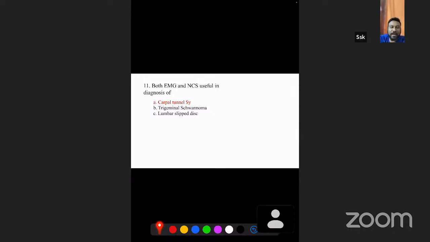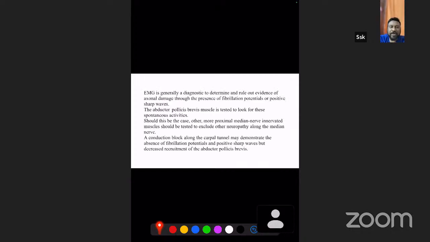But again, I would like to lean towards option A, because electromyogram is generally diagnostic to determine and rule out the evidence of axonal damage through the presence of fibrillation action potentials or positive sharp waves. The abductor pollicis brevis is the muscle that is frequently tested for this. And a conduction block along the carpal tunnel demonstrates the absence of fibrillation potentials and sharp waves, but decreased recruitment of abductor pollicis brevis. So hence, I would like to go with EMG and NCS being done for carpal tunnel syndrome as the answer here.